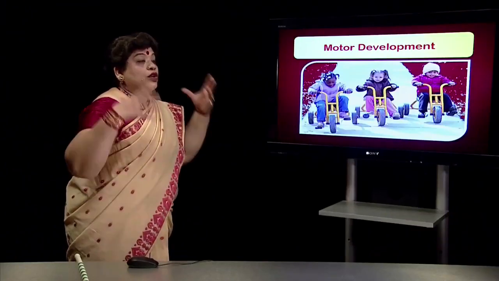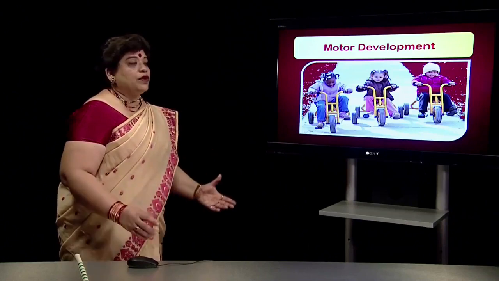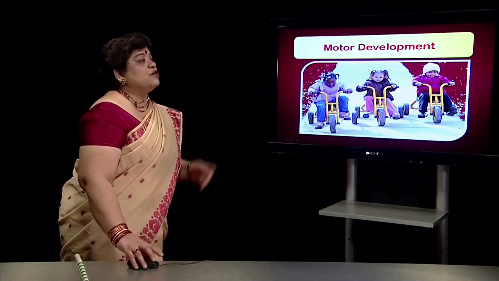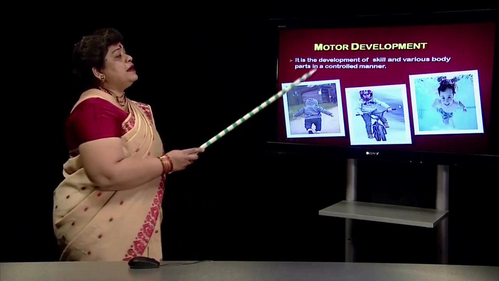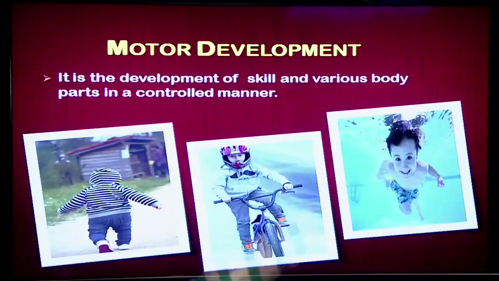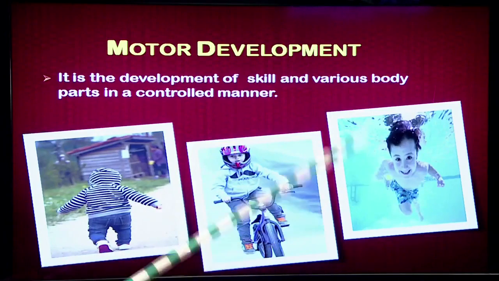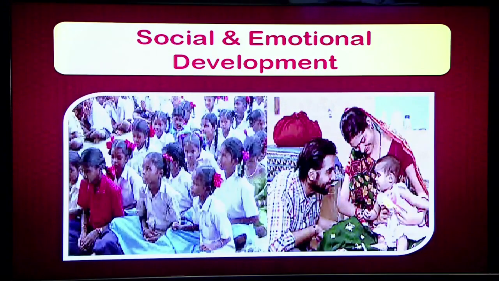So motor, the whole body muscles have to function properly and in coordination. So motor development is a very important feature. It is the development of skill and various body parts in a controlled manner. Then only you will be able to walk, you will be able to cycle, you will be able to swim or hop or skip or any such activity.